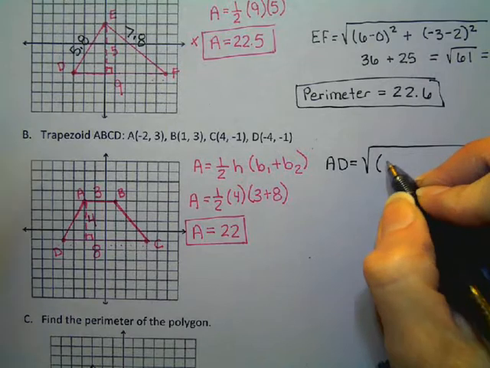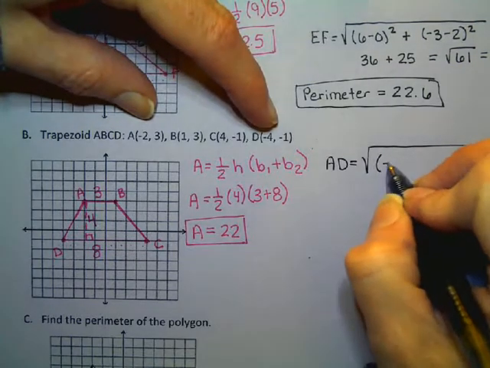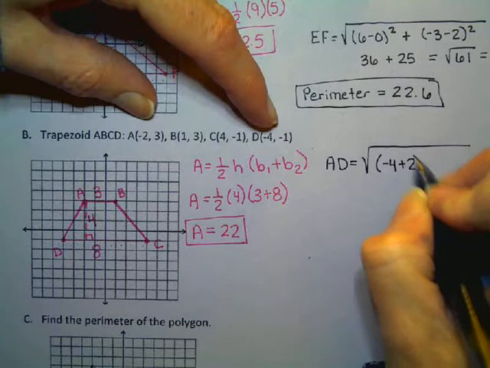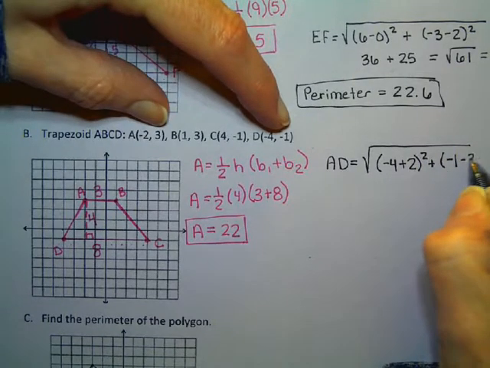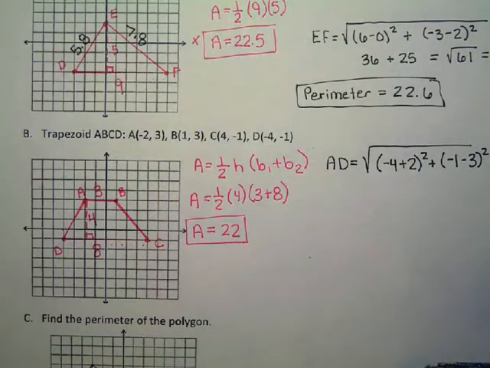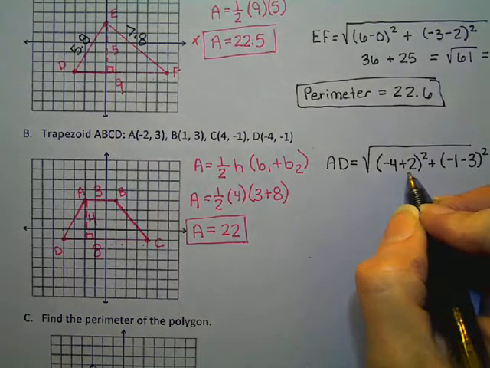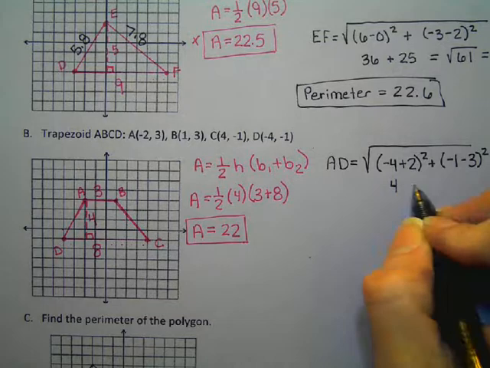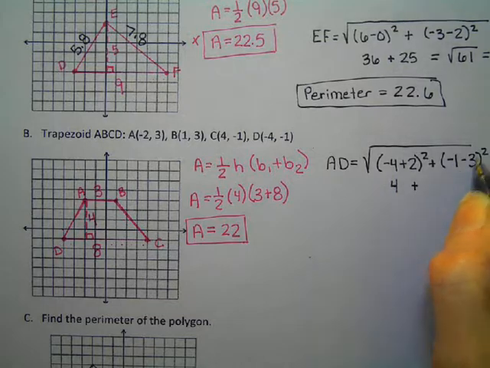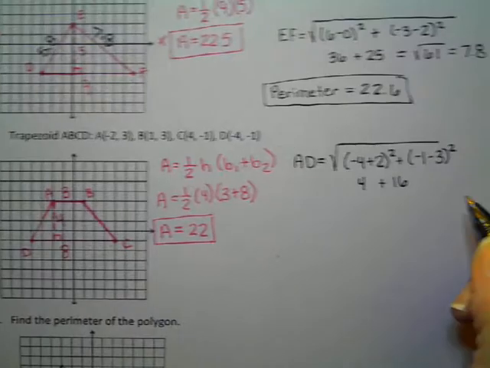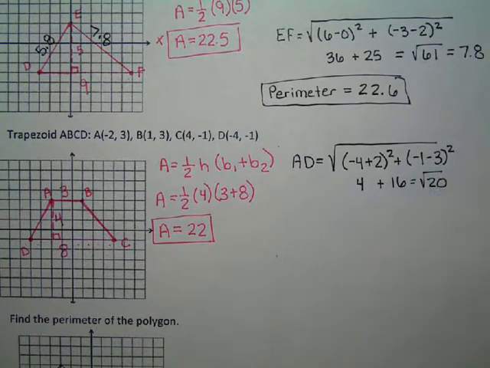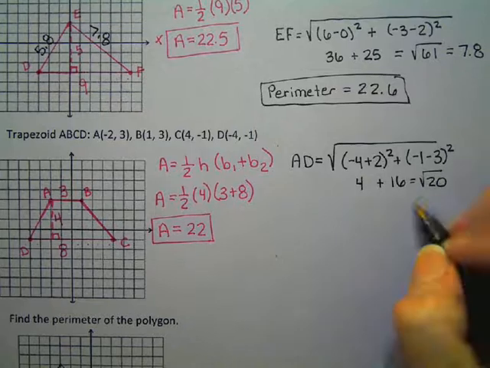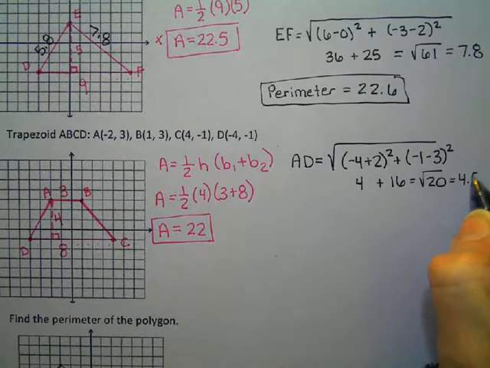So my x's, let's see, A and D. So my x's are -4 minus -2. And then -1 minus 3. This gives me -2 squared would be +4. -4 squared is 16. And that equals square root of 20. I'm going to get my calculator. Square root of 20, because we're doing decimals on this, is about 4.47. So we'll say about 4.5.